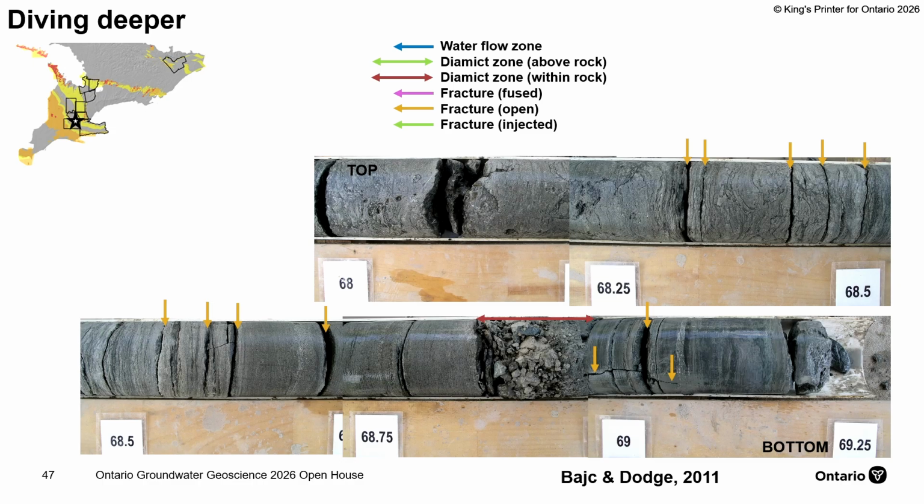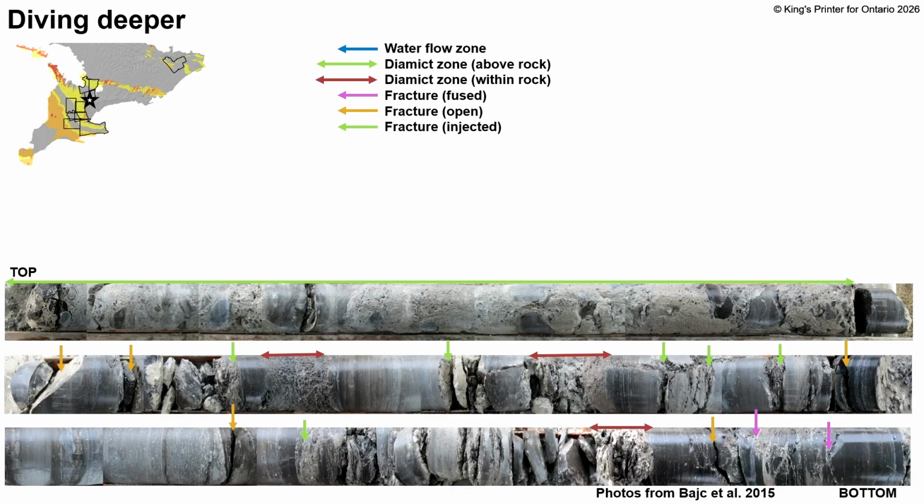So here's an example from the Brantford-Woodstock area. The orange arrows are showing you fractured areas that aren't mechanical fractures from drilling. These are potentially things that the glacier did itself, as well as a thick zone, 10 centimeters thick, well below the bedrock contact, where we've got injection of till well down into the rock layers.